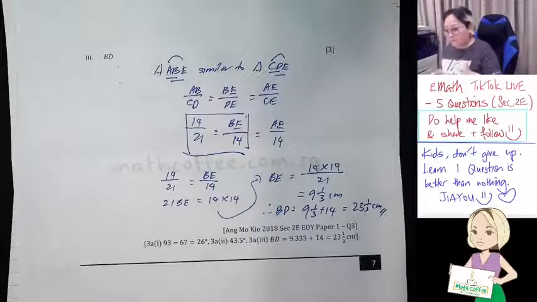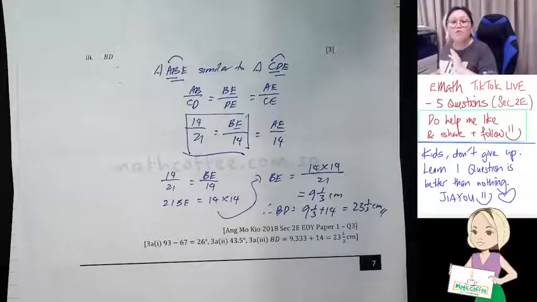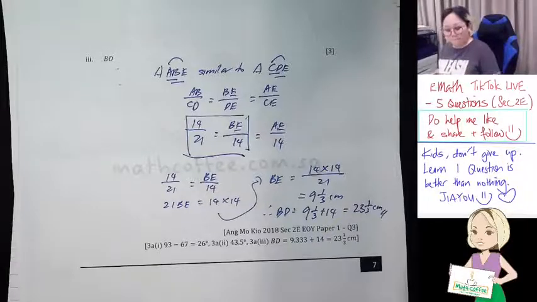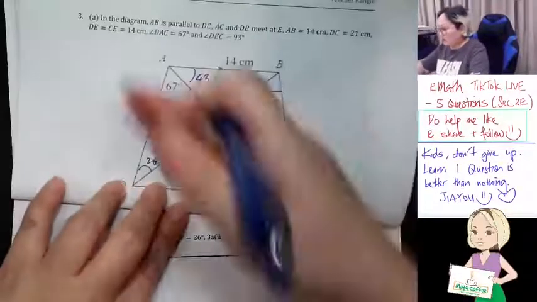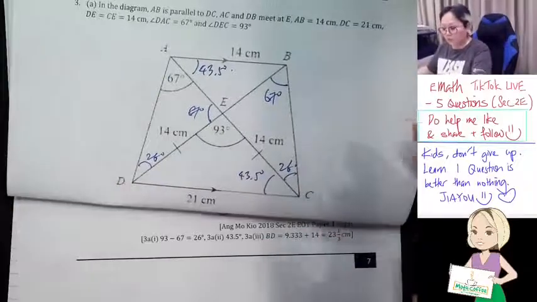Understand? You cannot use Pythagoras. Why? Because there is no right angle triangle in this question. There is no right angle triangle in this question, so you cannot use Pythagoras.